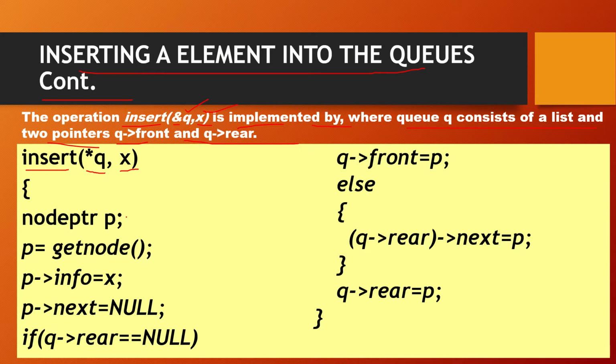So first of all, we declare a variable of node ptr type. We called the getNode function, which provides the address of a node from the available list to P. Then we updated the information part of P and copied X into that. Next, we copied null into the next part of P.